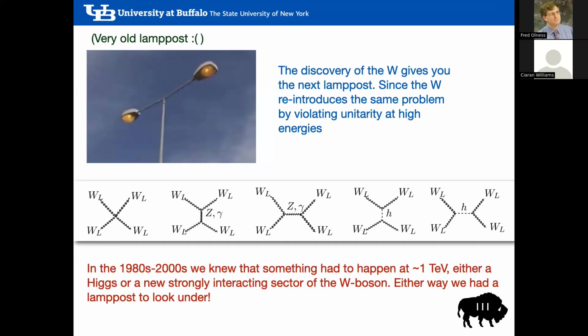Anyway, so once you discovered the W and the Z, they give you the same problem again because you calculate their longitudinal scattering, and once more you have this high energy breakdown.